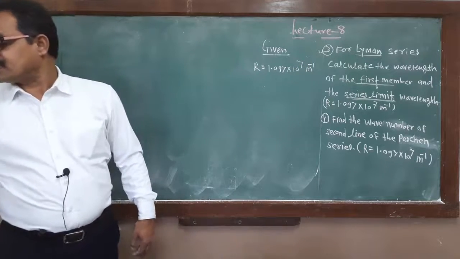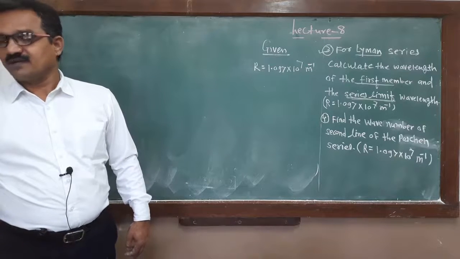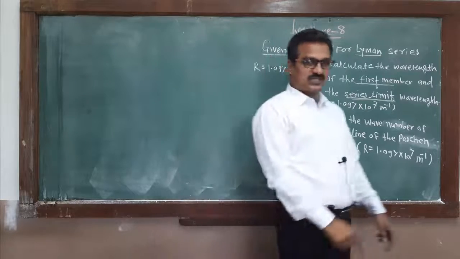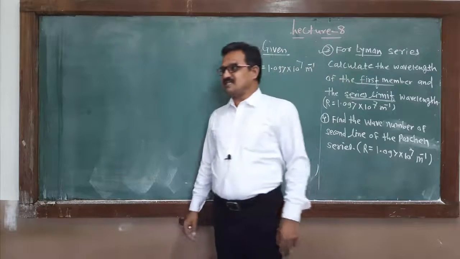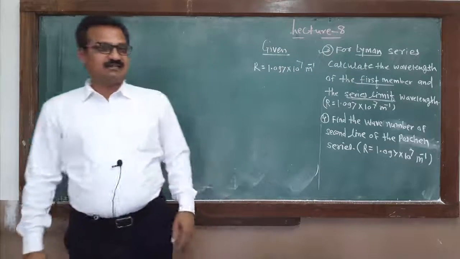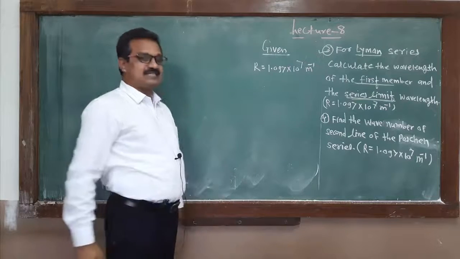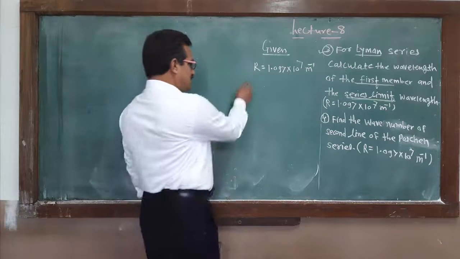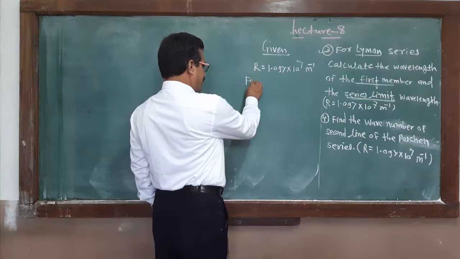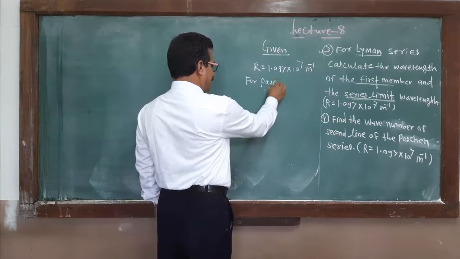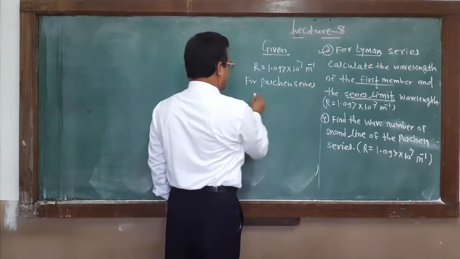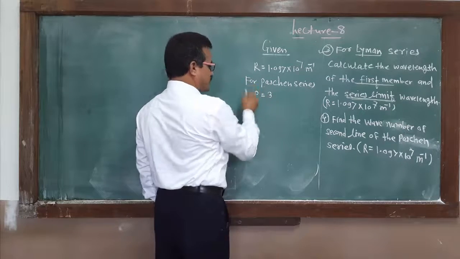There are different types of series. Out of that, for the Lyman series, the inner orbit is first. For the Balmer series, the inner orbit is second. And for the Paschen series, the inner orbit is third. Means for the Paschen series, p is equal to 3.